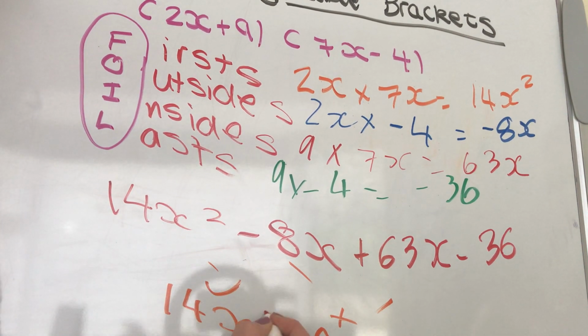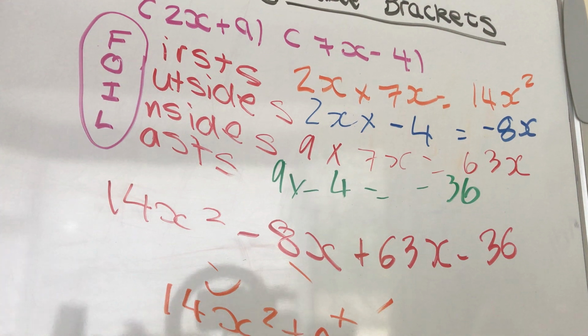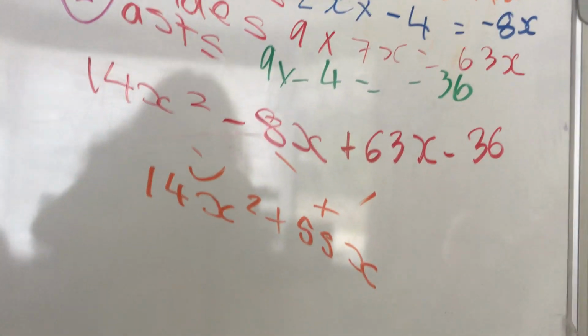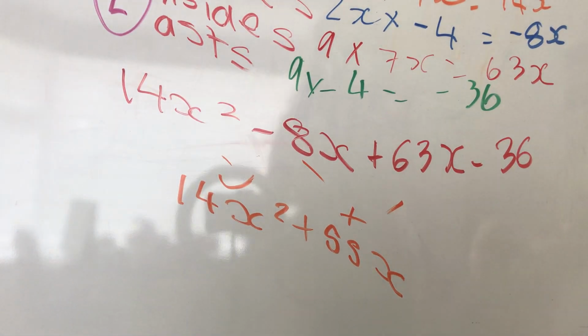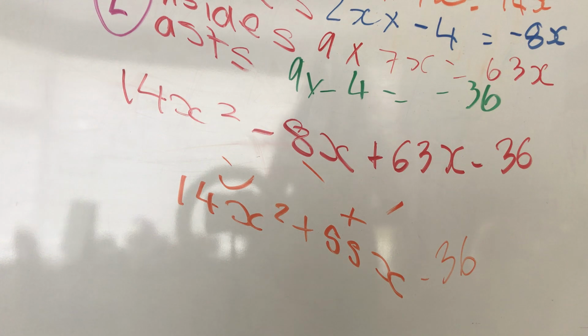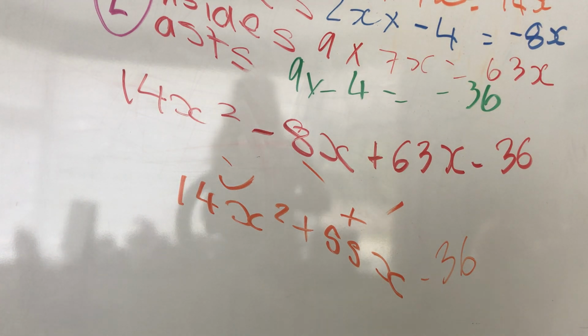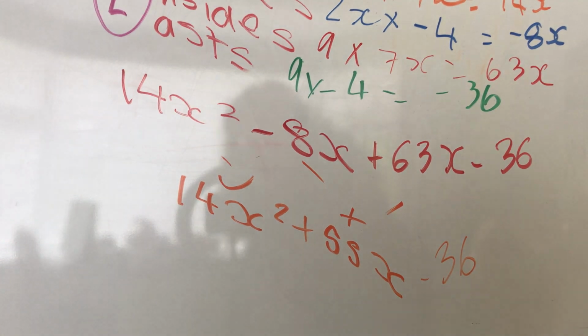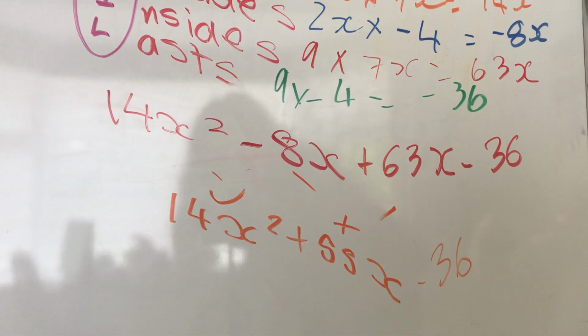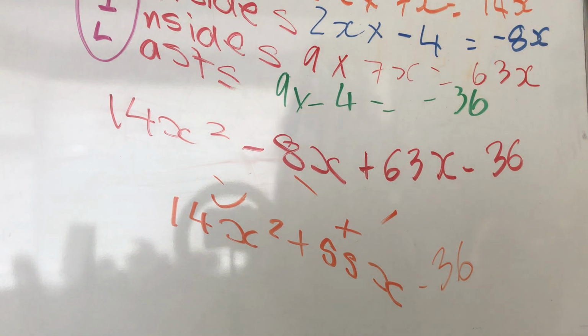Okay, so this means if I add them together, I'm going to get 55x, and then I bring this down, giving me 14x squared. This is positive, so I'm putting that addition sign in there. I'll move that down a wee bit for you guys. And then I'm going to take down my negative 36. So what we've done is we've worked out our firsts, our outsides, our insides, and our lasts. And then we have taken the terms down and simplified them using their like terms. And that is the FOIL method.